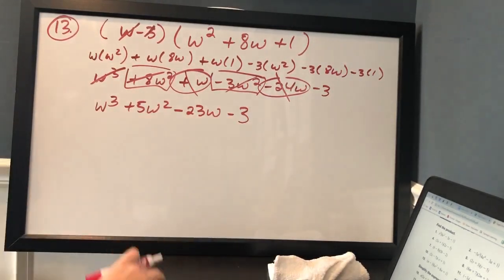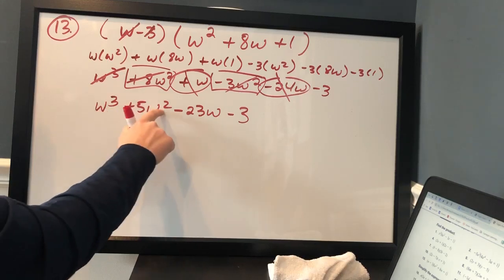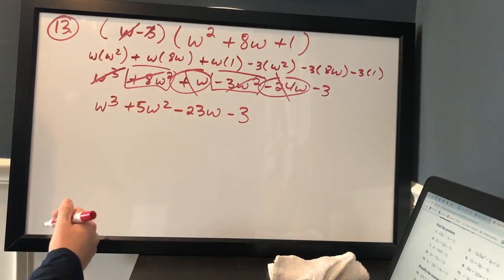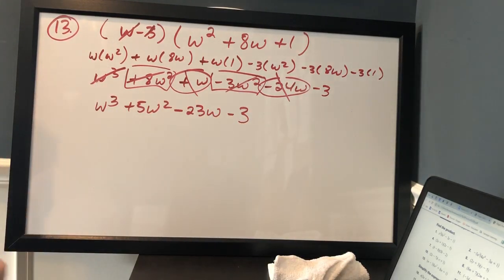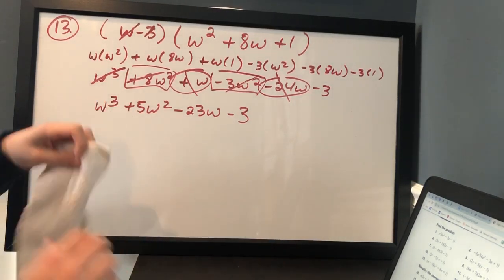So this would be your simplified answer, and that's how we would write this, again, in descending order. 3, 2, 1, and then no variable. All right? So hopefully you got the right answer. If you didn't, check and see where your mistakes were, and keep working hard and keep trying.